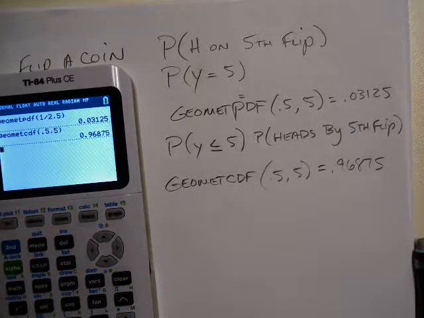Now, does anybody see a relationship between these two numbers? Yeah, if you add them up, you get 1. That's only true because our probability is 0.5. This is kind of one of those math anomaly things. It's not going to be true if your probability is different. So don't look at that and go, oh, well, the CDF is just 1 minus the PDF. That's not true. It is in this case, but not in all cases.